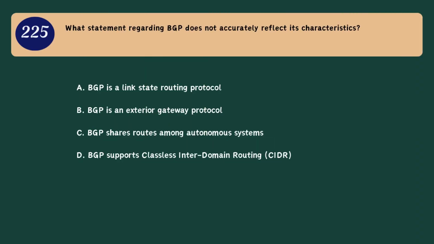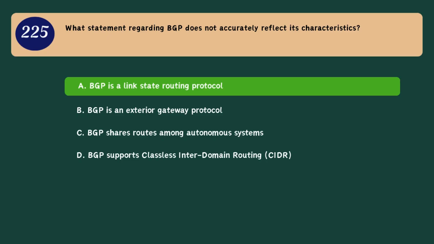Question 225. What statement regarding BGP does not accurately reflect its characteristics? A. BGP is a link state routing protocol. B. BGP is an exterior gateway protocol. C. BGP shares routes among autonomous systems. D. BGP supports classless interdomain routing.